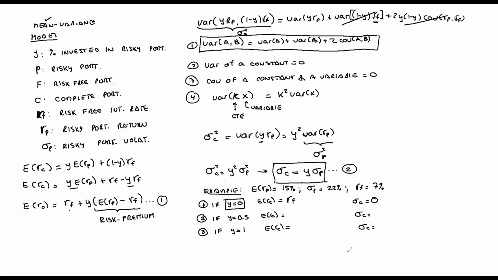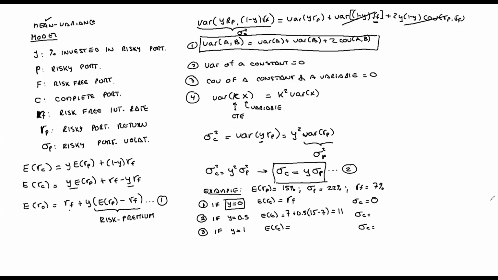You help me, guys. If it's 0.5, I use this one here. It should be 7 plus 0.5 that multiplies 15 minus 7, correct? Where did you get the 7 from? The risk-free rate. I'm using this one, equation 1. So 15 minus 7 is 8, times 0.5 is 4. So this is 11.